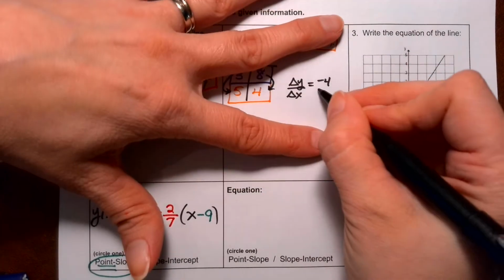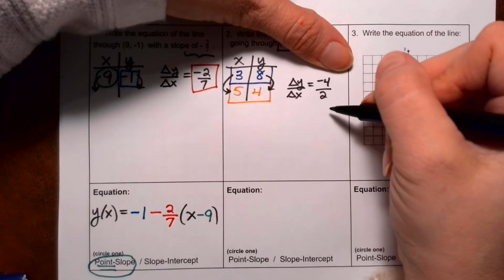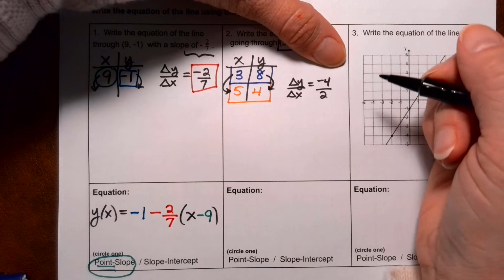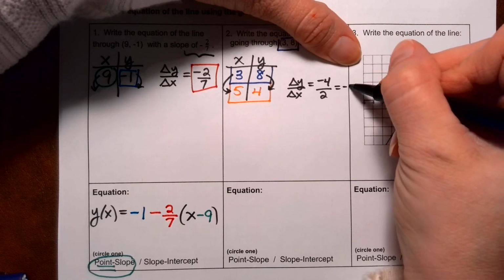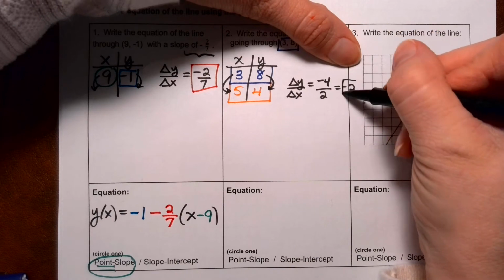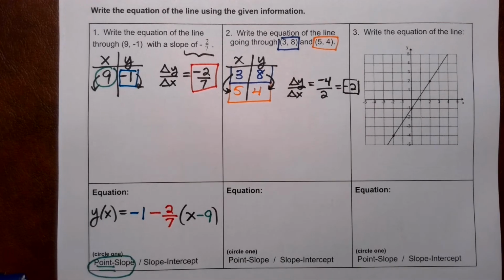That would be a +2. So a -4 divided by 2, can that divide? Can that simplify? Yes, it can. It can make -2. So if you can divide your numbers or if you can simplify, we always do that for the slope.